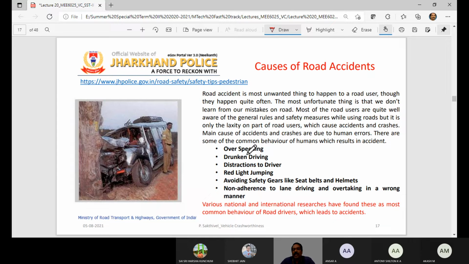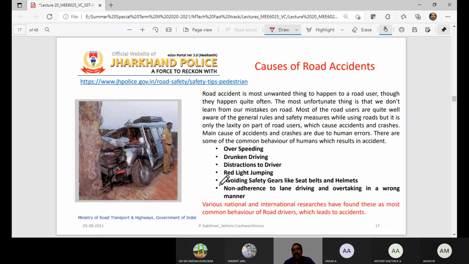The main cause of accidents and crashes is human error. There are some common behaviors of humans which result in accidents. I have just put them down here from what I read on the website. You can go and read each and every one of them in detail. So overspeeding is a very important reason. You see, 50 kilometers per hour is the speed limit, but you are overspeeding there. What would happen? Something like this accident would happen.